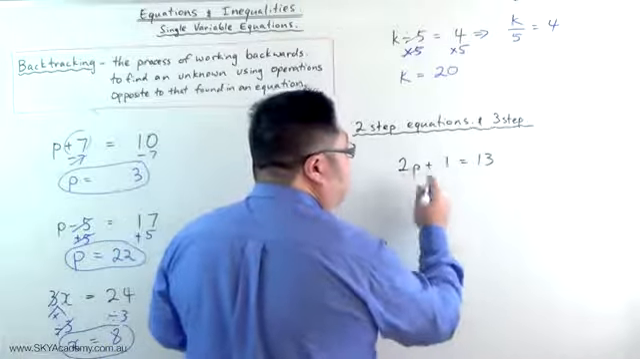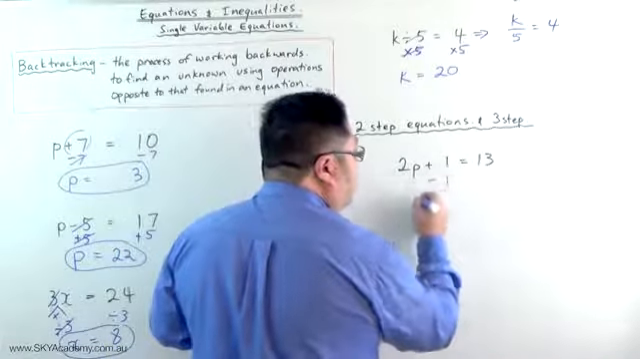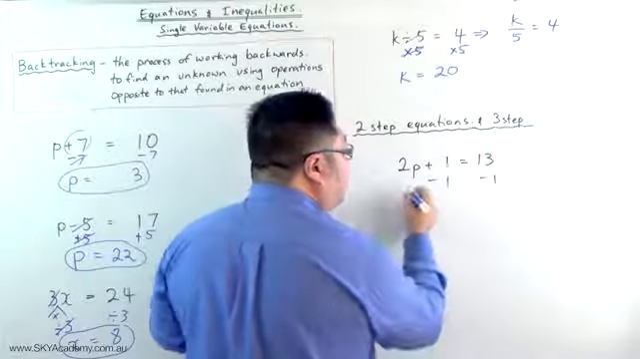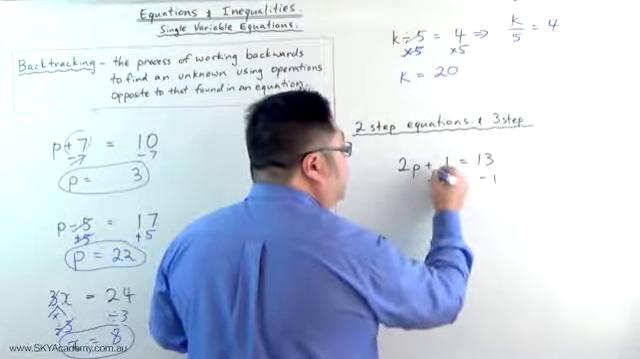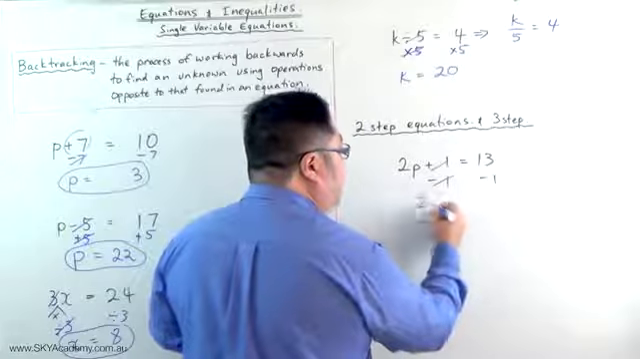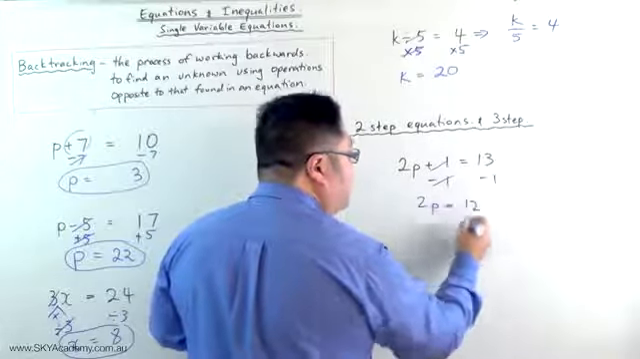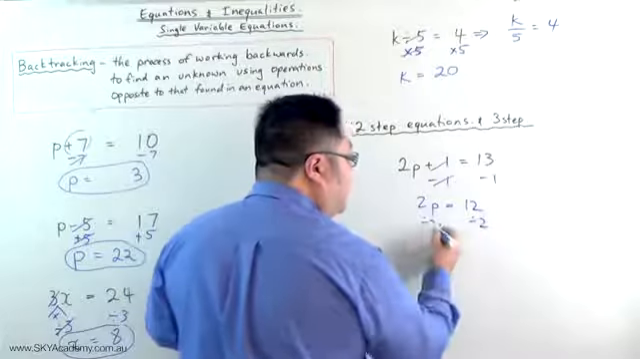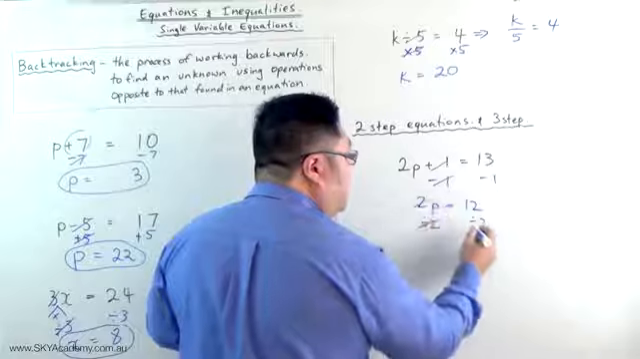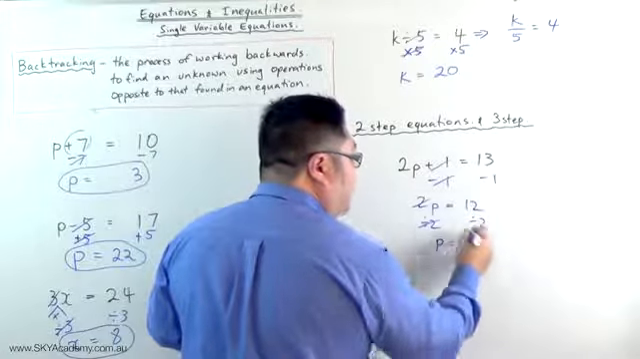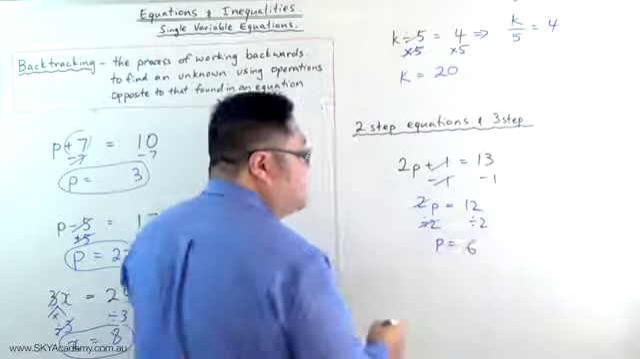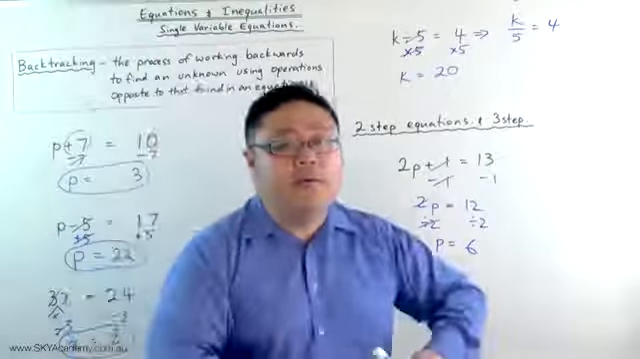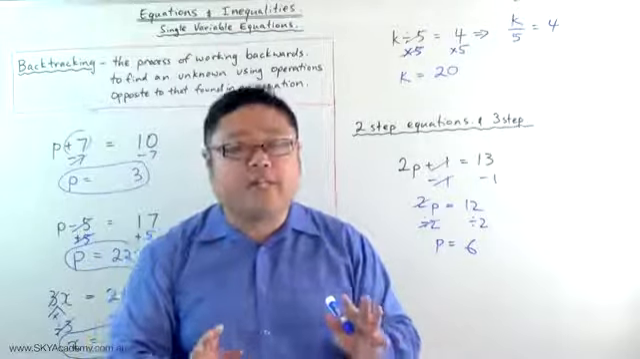So 2p plus 1, let's minus 1 from the left hand side, minus 1 from the right hand side, and then this cancels with that, and you're left with 2p equals 12. Then you divide by 2 and divide by 2, that cancels with that, and you're left with p equals 12 divided by 2, which is 6. Got that? Now, let me go through a couple of warnings that you'll need to be aware of.